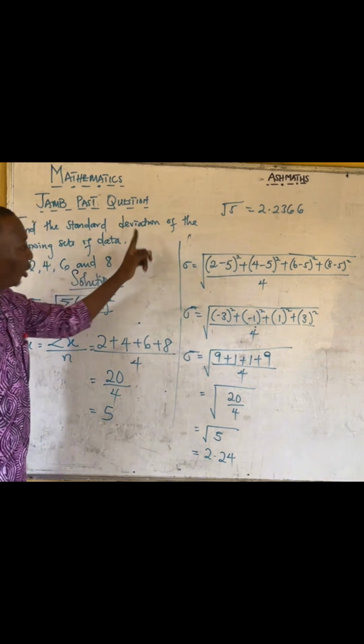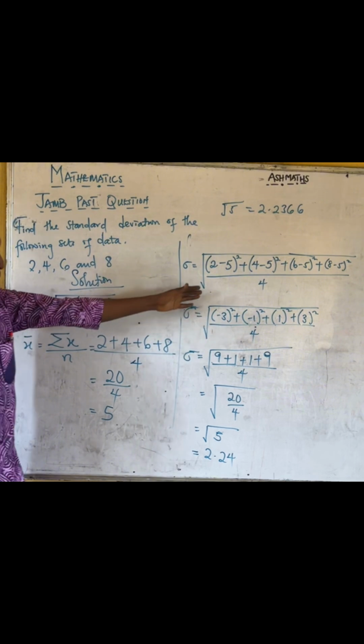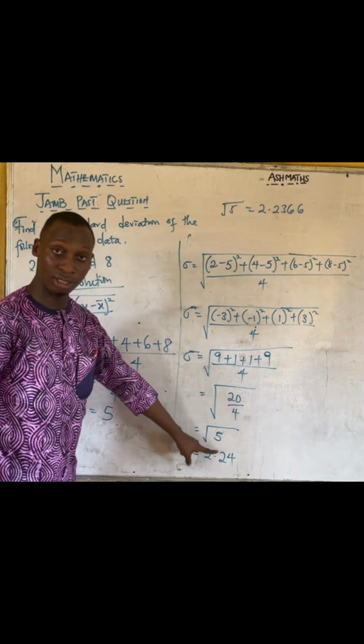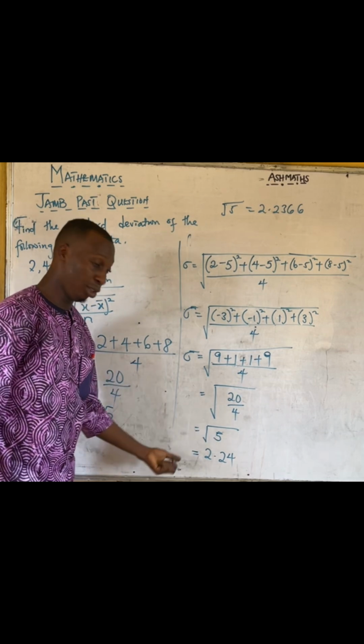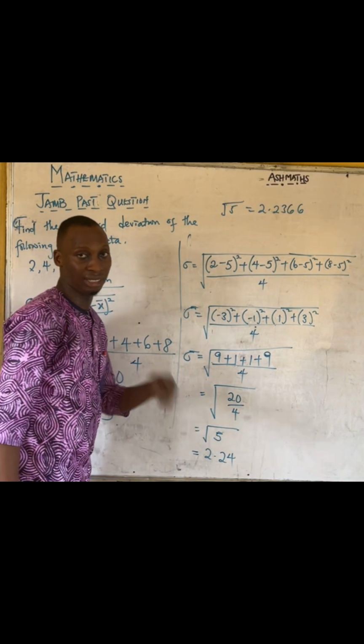So if I ask you to find the variance, what would your variance be? From here it is quite easy. The variance is just the square of this value, which is 5. When you took the square root, you got this. So the variance is this value itself.